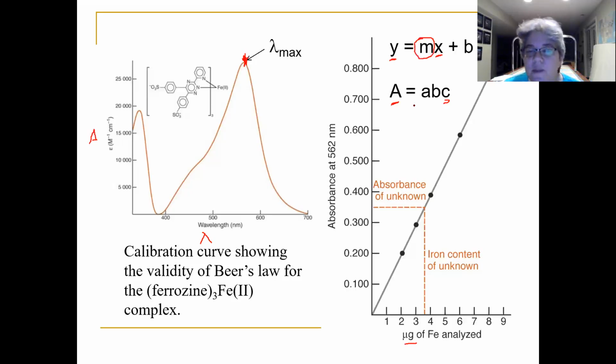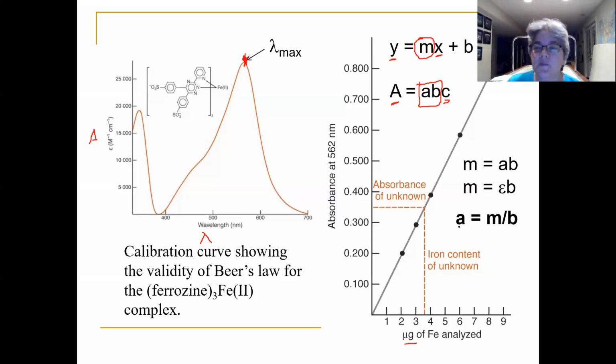And what do we know that slope is equal to? Well, notice the slope is going to be equal to this right here. The slope is equal to the absorptivity times path length. Or if we were doing molar absorptivity, it would be molar absorptivity times path length. So if I want to know what is the absorptivity for this, how would I get that? Well, notice that absorptivity is simply the slope divided by the path length.